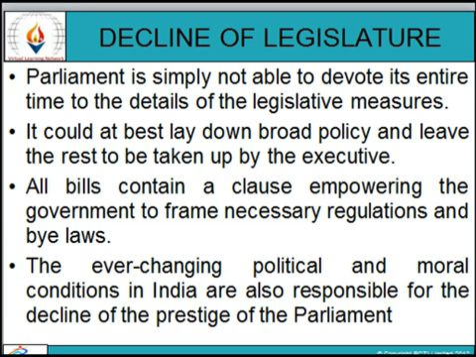Last topic is the decline of legislature. Parliament is simply not able to devote its entire time to the details of the legislative measures. It could at least lay down broad policy and leave the rest to be taken up by the executive. All bills contain a clause empowering the government to frame necessary regulations and bylaws. The ever-changing political and moral conditions in India are also responsible for the decline of prestige of Parliament.